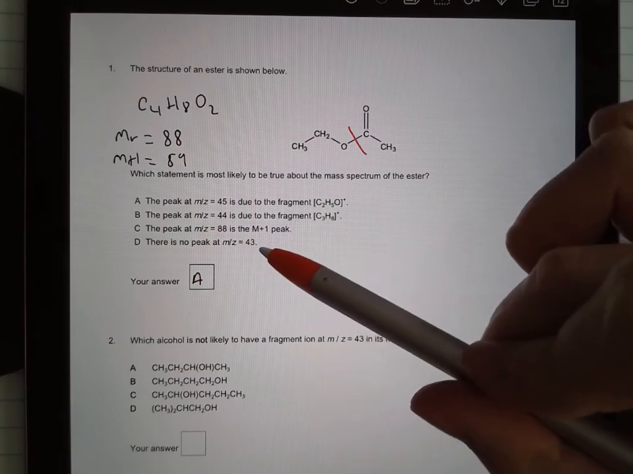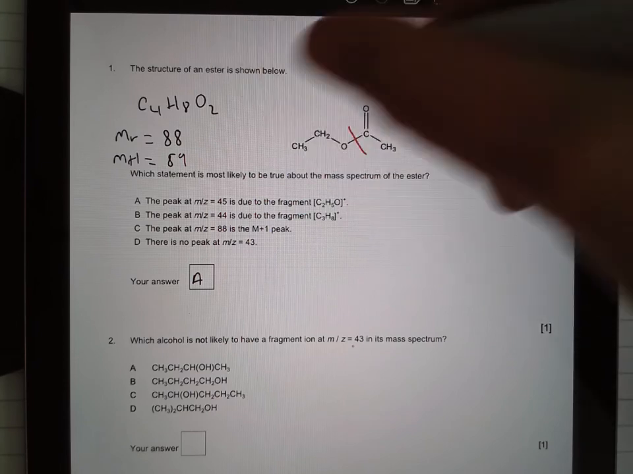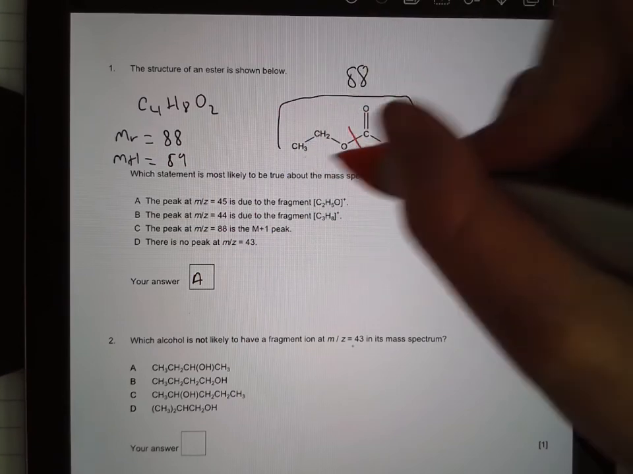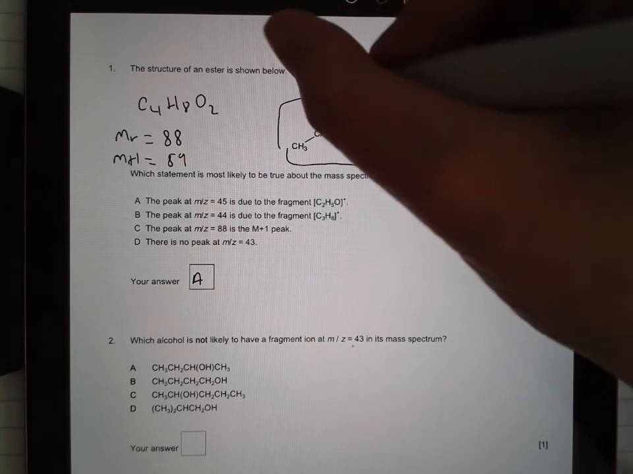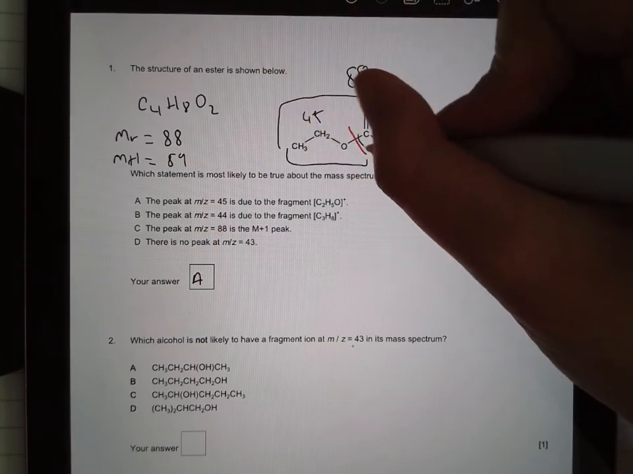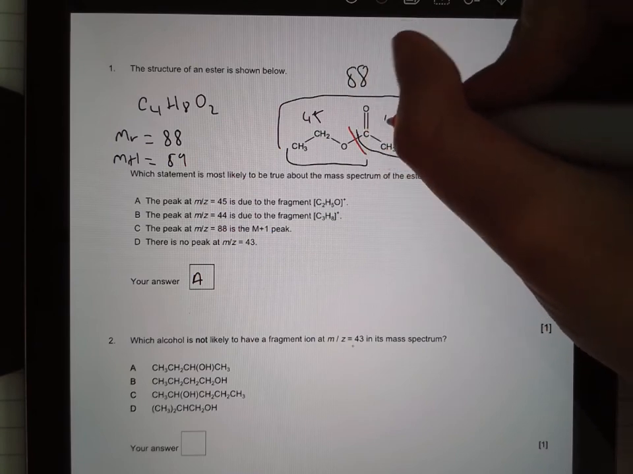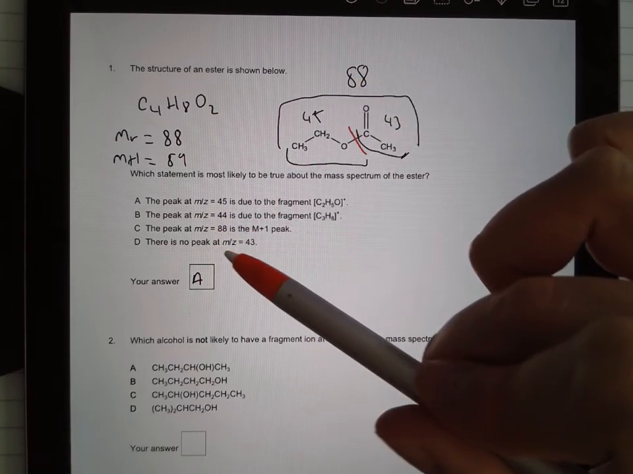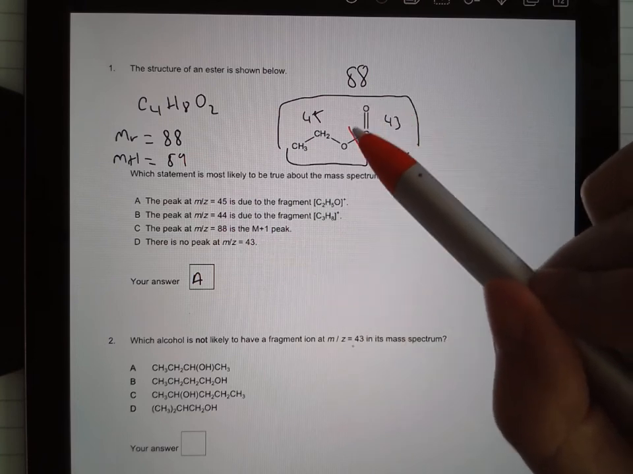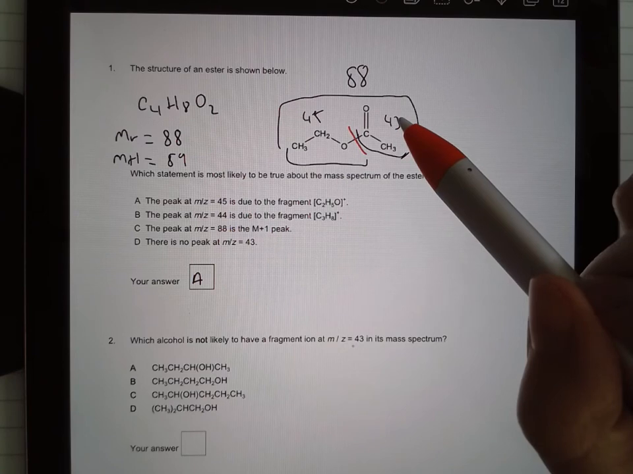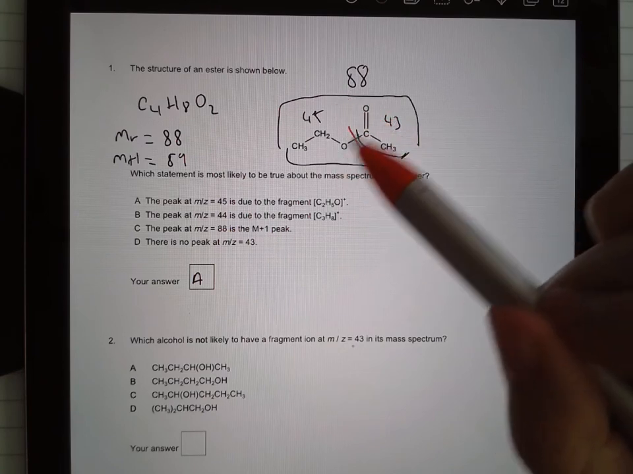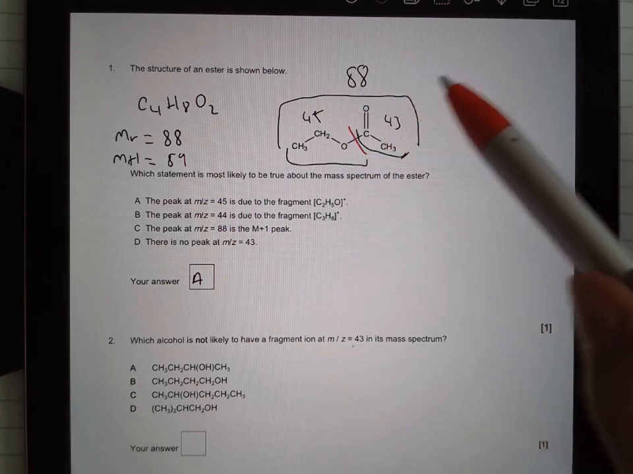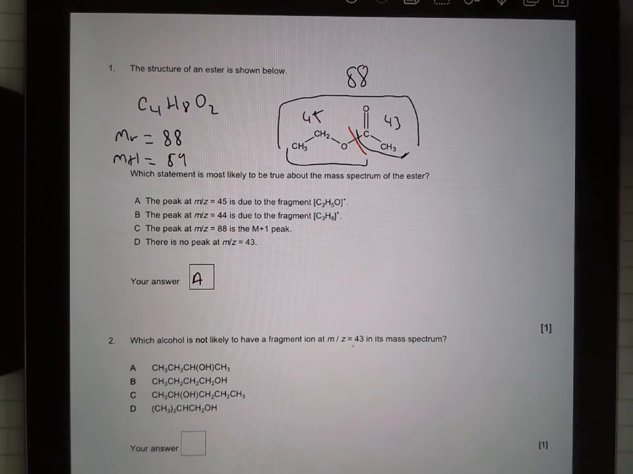It's not true. And then it says there is no peak at 43. I've worked out that the formula mass of the entire molecule is 88. We saw that this portion of the molecule, from the first part, had a formula mass of 45, which means that this part of the molecule is going to have a formula mass of 43. Those 2 fragments taken together give me my mass of 88. So when they say there's no peak at 43, that is incorrect. This part of the molecule will give you a peak at 43, and this is likely to occur because we know this bond can break. If this bond breaks and the positive ion stays with this fragment, you are going to have a peak at 43. So B, C, and D are all incorrect, which means A is the statement that is likely to be true.